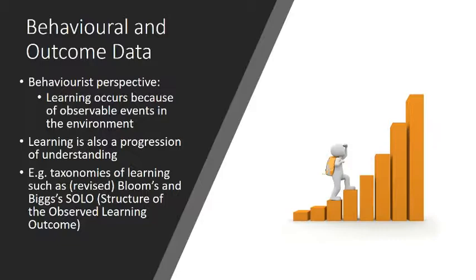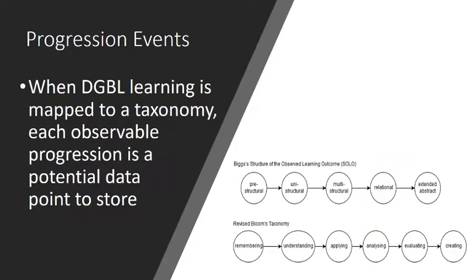We can also view learning as a progression of understanding. So, for example, taxonomies of learning, such as Bloom's or the revised Bloom's taxonomy, and Biggs's SOLO taxonomy, describe the structure of the observed learning outcome. And when we map digital game-based learning to these taxonomies, each observable progression is a potential data point to store.